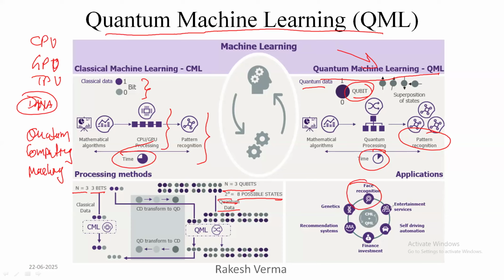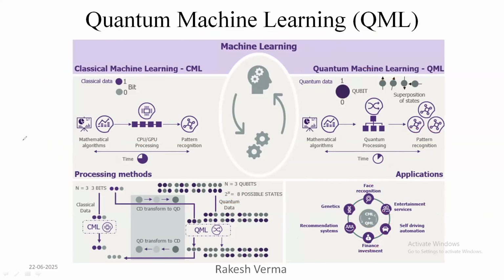So in face recognition, entertainment services, self-driving automation, finance, recommendation systems, and genetics. In those different systems, we can use the quantum machine learning approach. Clear? Everyone? Yes, please.